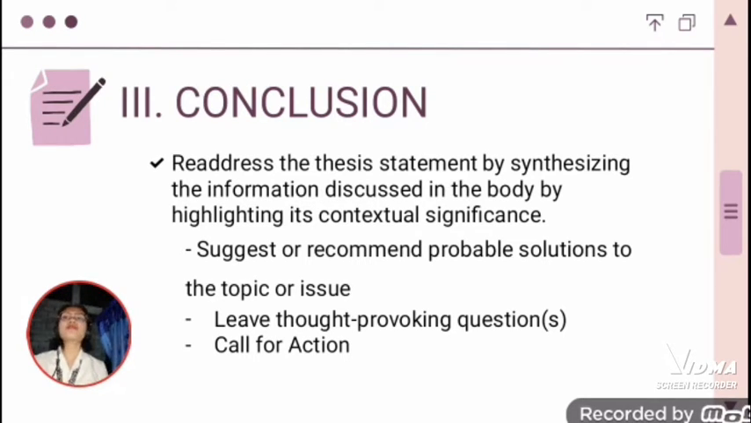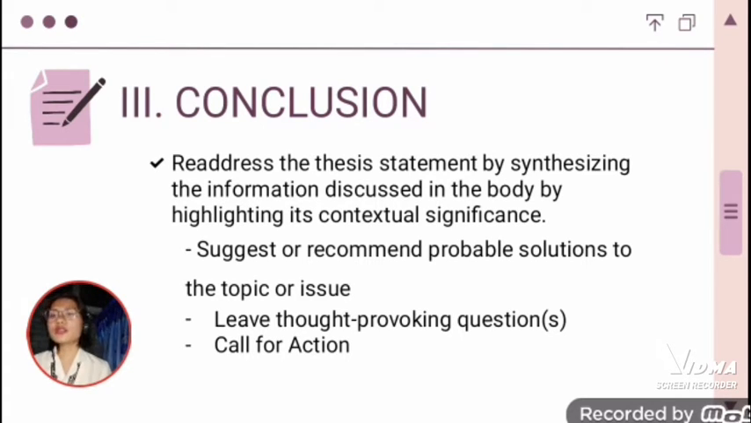In the conclusion, you are now going to readdress the thesis statement by synthesizing the information discussed in the body by highlighting its contextual significance. So in conclusion, you are not going to retell everything that you have said, or summarize everything that you have said from the introduction to body. In conclusion, you are going to synthesize, meaning to say you're just going to encapsulate the ideas that you have presented in the first two parts of your paper.